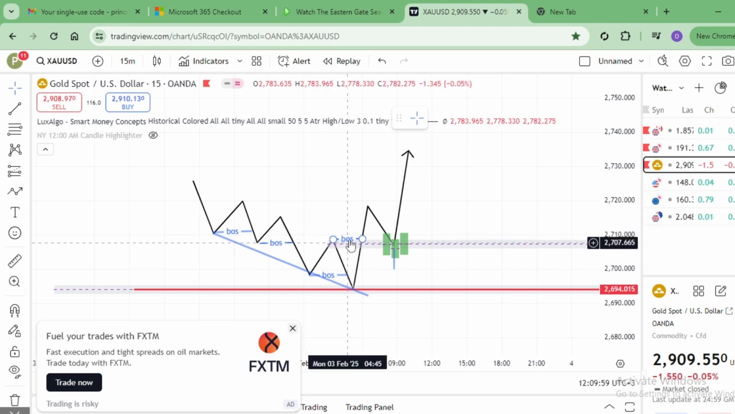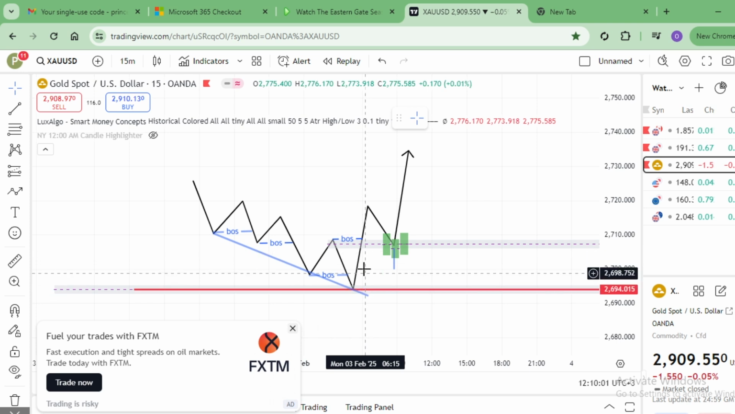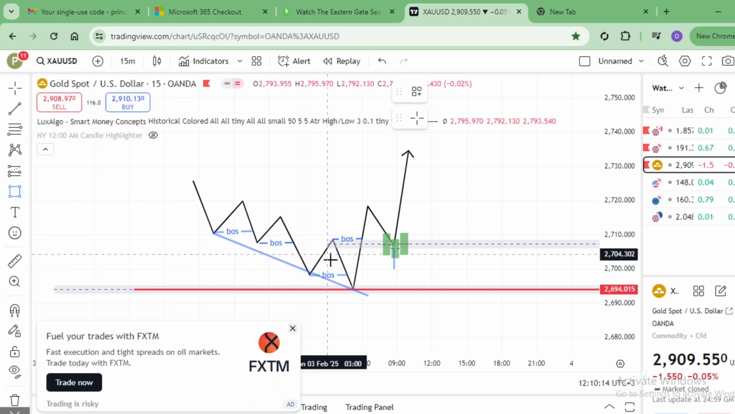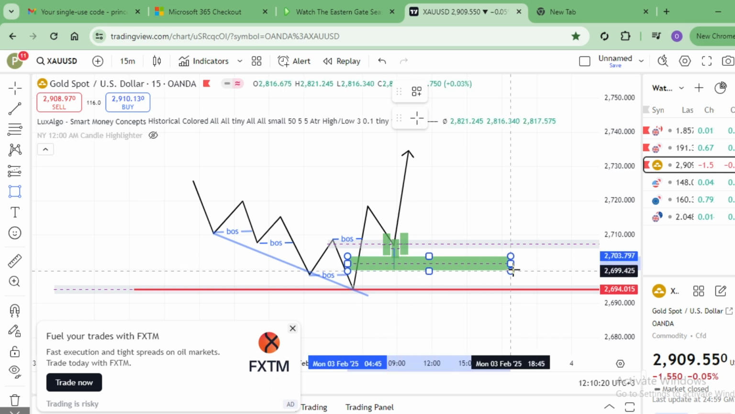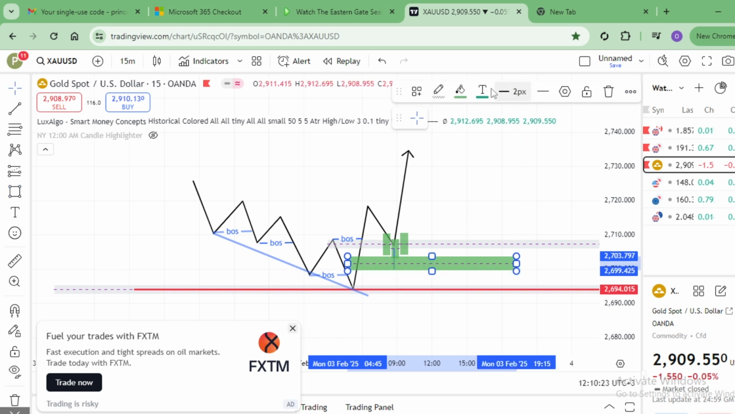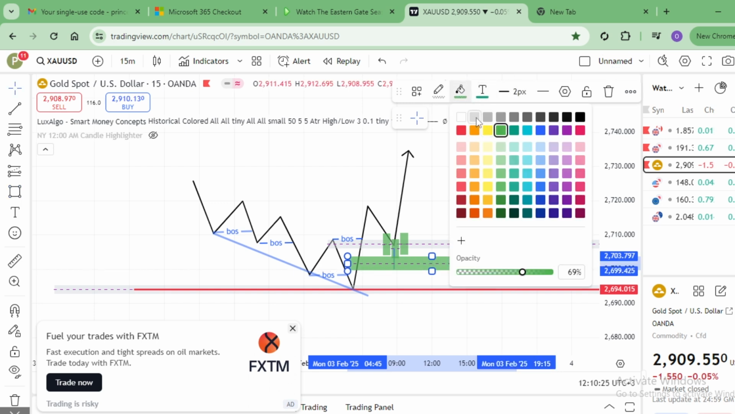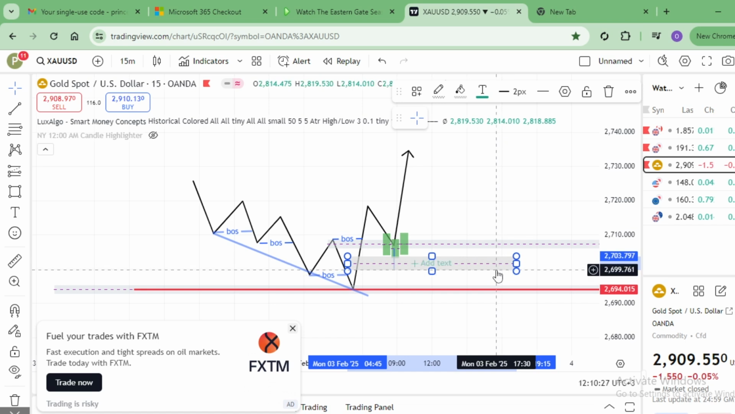So this means here they left an imbalance around here. What do we do? An imbalance or a fair value gap is where we put our entries. Okay. Now, what we do, we take our rectangle and put it, let's say, between where this fair value gap is. We put our rectangle right there to mark the fair value gap.